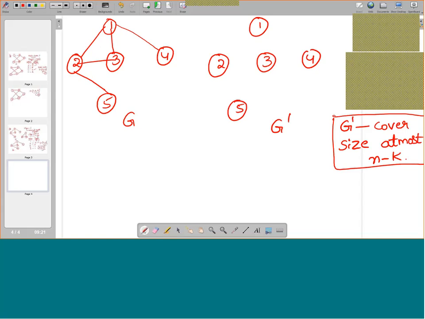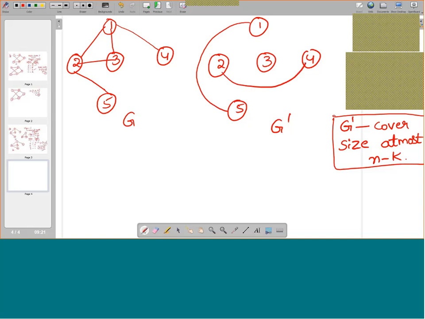So here, what is G dash? In G, from 1, the edge 1 to 2 is present, 1 to 3 is present, 1 to 4 is present. But 1 to 5 is not present. So we'll include 1 to 5. We'll not include 1 to 2, 1 to 3 and 1 to 4, because G contains them. Next, from 2, 2 to 1 is present, 2 to 3 present, 2 to 5 present. Only 2 to 4 is not present. We'll include 2 to 4.